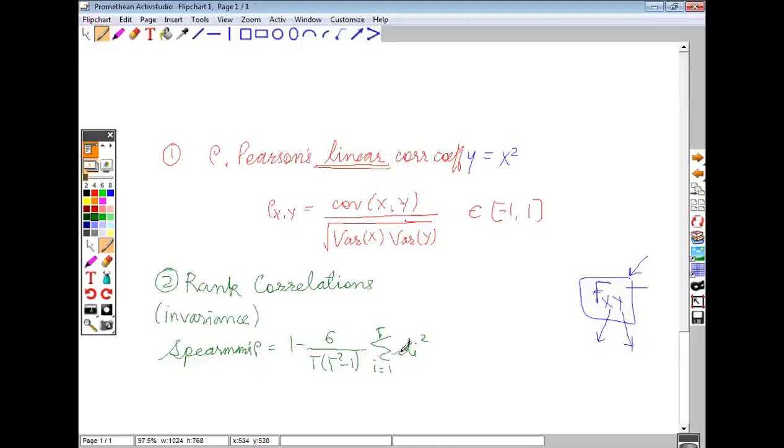And this is the thing that's going to make this rho invariant, because this di will not differ if you do any transformations on the x or y random variable, which is increasing, non-linear or linear. And that is one of the advantages of using rank correlation over Pearson's linear correlation coefficient. And again, there is another type of rank correlation, which is Kendall tau, which looks at the difference between the number of pairs that go together and the number of pairs that go opposite. And then you divide to normalize again.